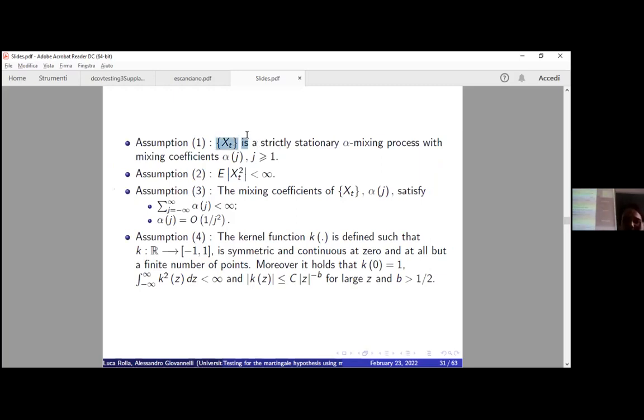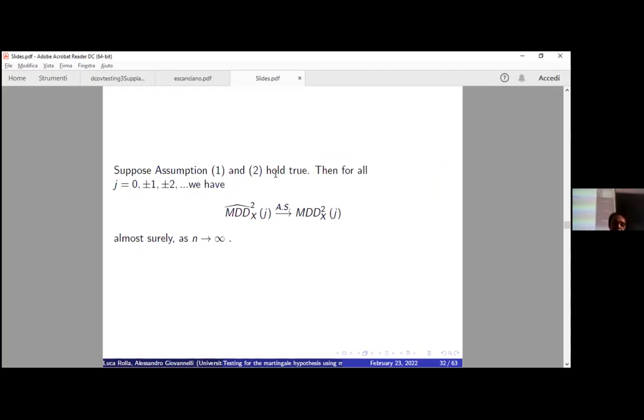Again, we assume that XT is a strict stationary alpha mixing process. What we change here will require a stronger condition on moments, and then everything is basically left the same as before. And it's possible, we are able to prove that under those conditions, the sample version of martingale difference divergence in time series converges to its population analog, almost surely.